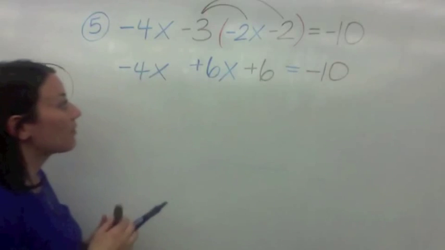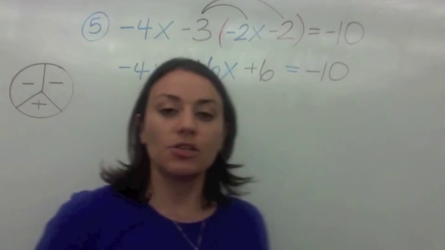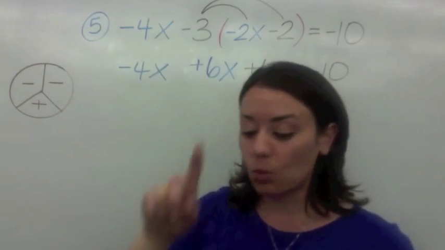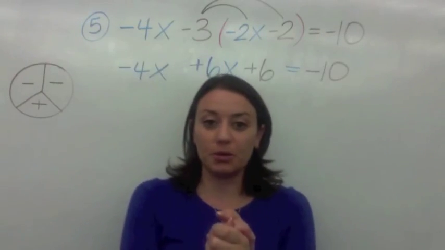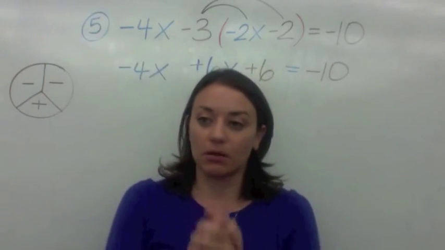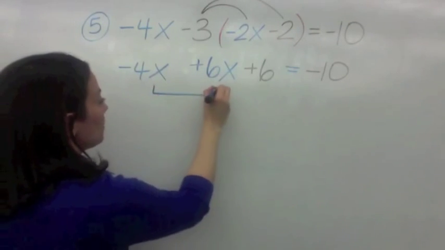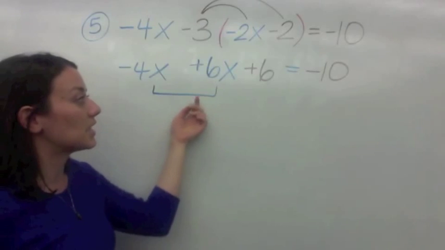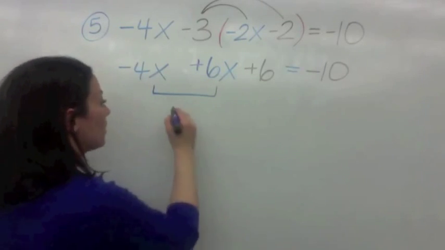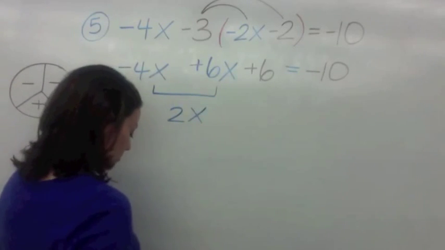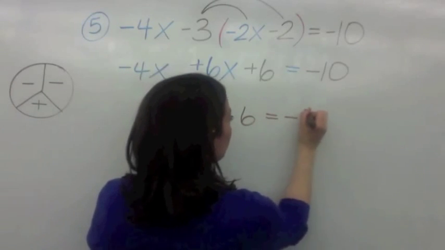Okay, so now we have two terms, but are they alike? Are they both x? Yes. So we need to make them 1. So what are we going to do? We are going to combine like terms. Okay. So you have a -4x and a positive 6x. Well, please look at this as 6 minus 4. 6 take away 4 is 2. So this is 2x plus 6 equals a -10.